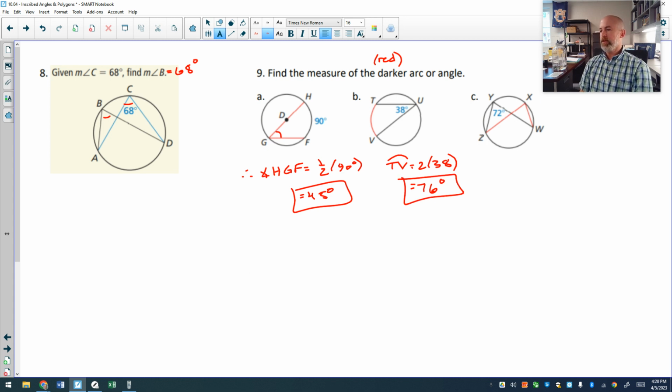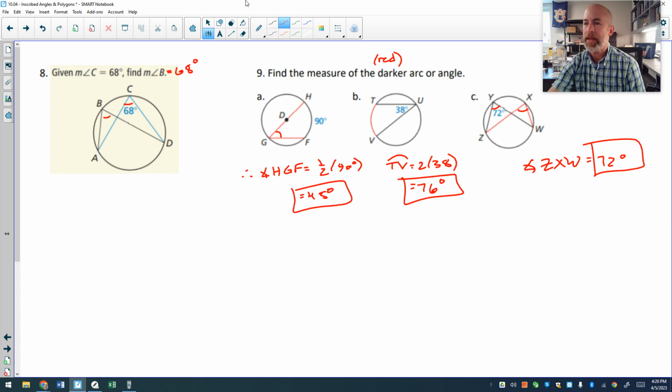And this angle, ZXW, intercepts the exact same angle that is intercepted by the 72-degree angle, and therefore those angles must be congruent as well. So therefore, angle ZXW is 72 degrees. Man, my writing. 72 degrees. There we go. Cool. Shiny, happy people.